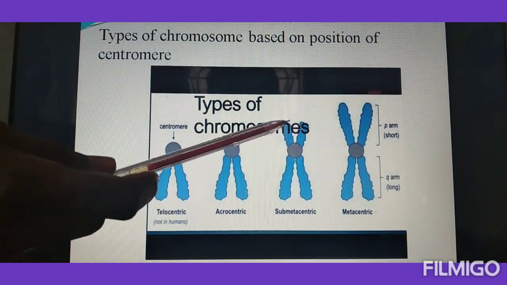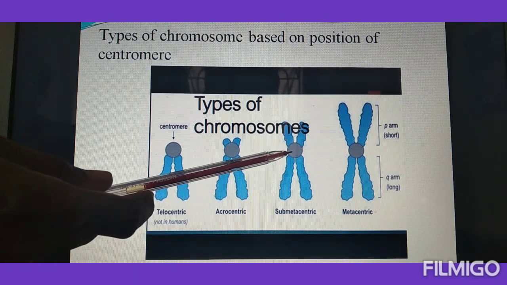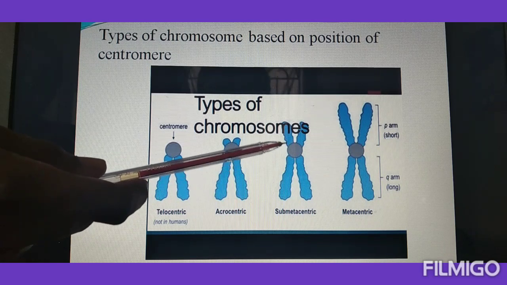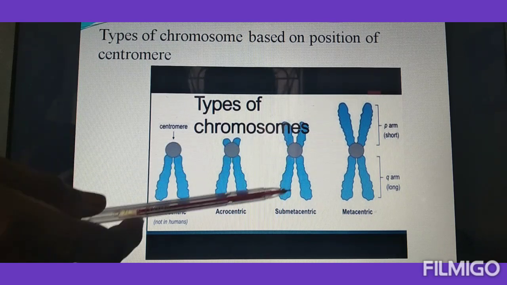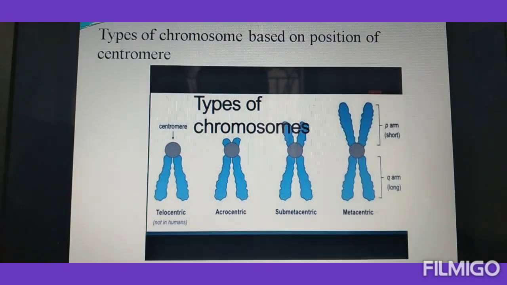Next is submetacentric. Here the centromere lies near the center, not the exact center. Here also the two arms are unequal. One short arm and one long arm is there. It is a J-shaped chromosome or L-shaped chromosome.